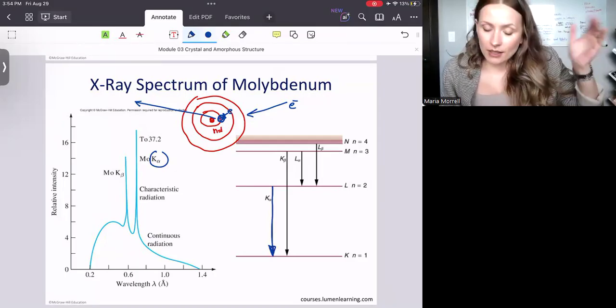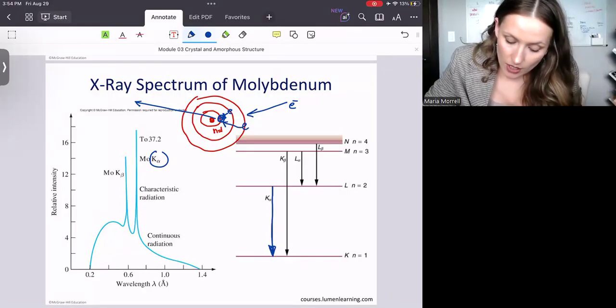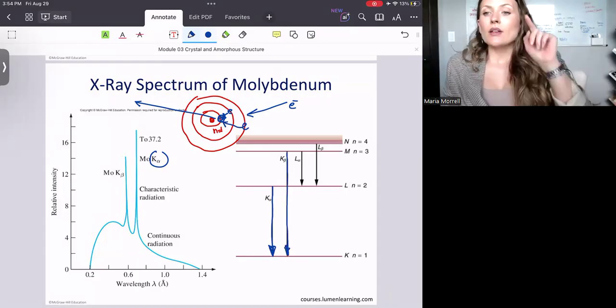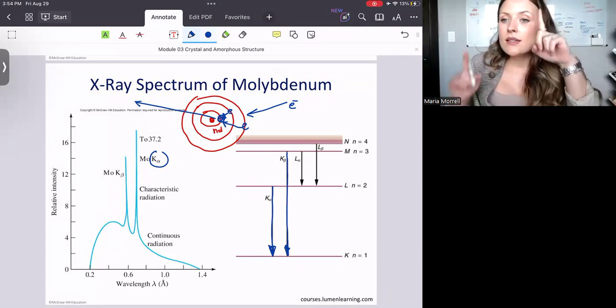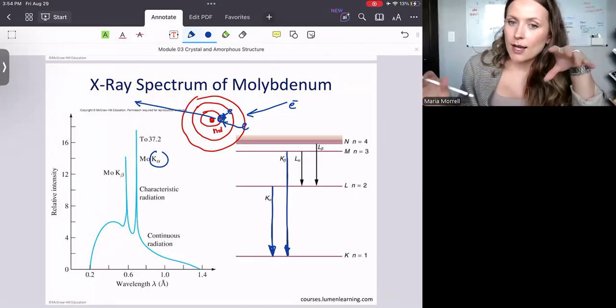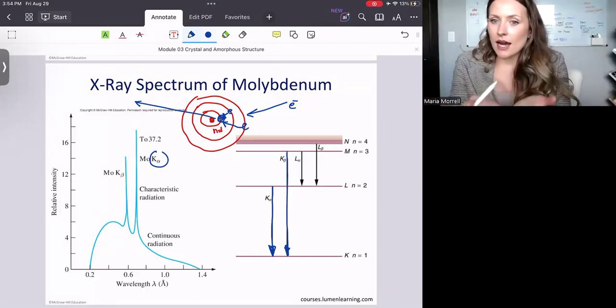Now, K beta is the jump from level 3. So you can have an electron from here jump into here, and you will see another peak just like that. And once again, these peaks, and the rest is kind of like continuous radiation. But these specific peaks are exactly the transition that I'm demonstrating for you.